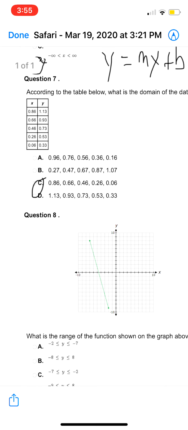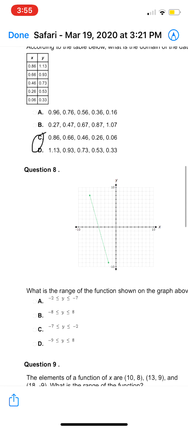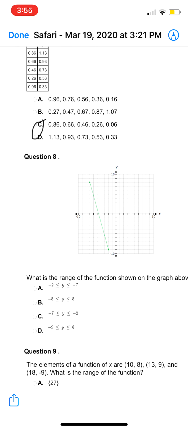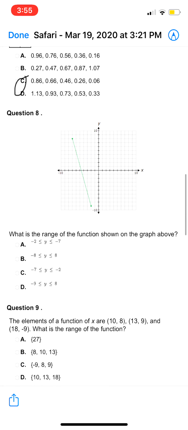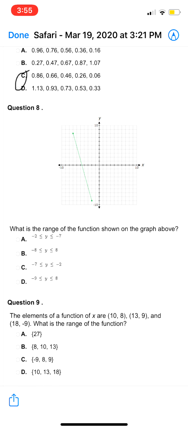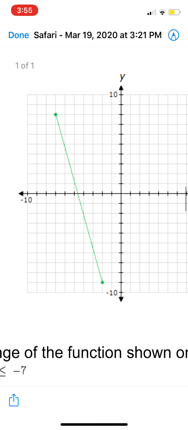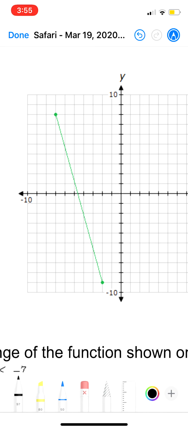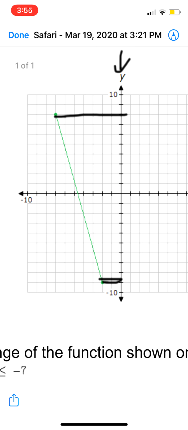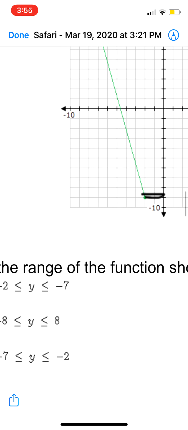If it asks for the range, you would do 1.13, 0.93, etc. It's asking for the range of this. Now, this is not a graph of a line. Do you see? I don't know if you could see. There we go. Now you could. It has solid dots. So this does not go on forever. It's asking for the range. So your range is your y values. So you're going from this part all the way down to this part. And that's the only y values that that line seems to hit.